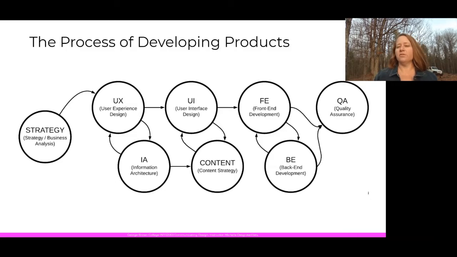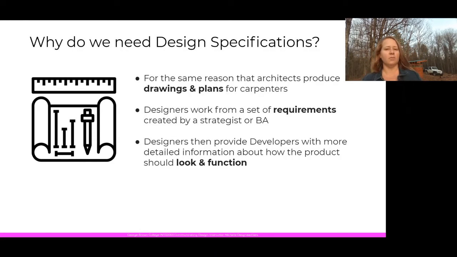So the process of developing products involves a lot of different people. These are all of the different tracks, all of the different disciplines that are typically involved in developing something from start to finish. You have everything from the strategist, the UX and UI designers, someone responsible for information architecture and content strategy, and front-end and back-end developers who are really the people who are going to be building your product. And then finally, the QA department, who is going to be responsible for making sure that the product built is what you envisioned it to be. So you can see that the importance of the design specification is really huge when it comes to this.